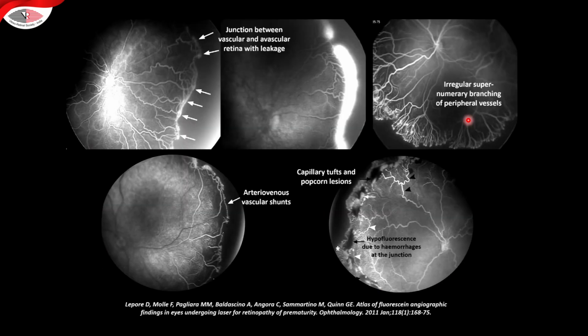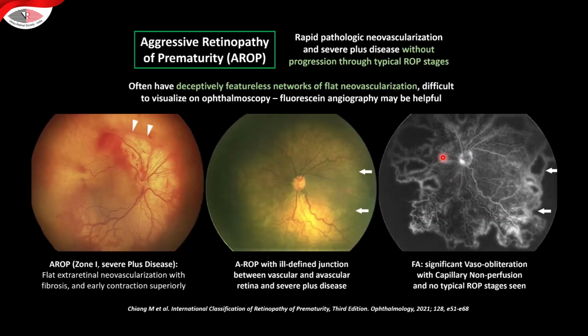So these are some examples of angiograms taken from ROP babies where you see the junctions very well. Arteriovenous shunts are seen in some situations. Capillary tufts and popcorn lesions, which are described here, which suggest ischemia, which is advancing. Irregular supernumerary branching of peripheral vessels. All these are different features of ROP. The aggressive ROP is rapid pathology, which has advanced neovascularization and severe plus disease without progression through typical ROP stages. Often have deceptively featureless networks of flat neovascularization, but the angiogram may pick up these changes much more clearly.